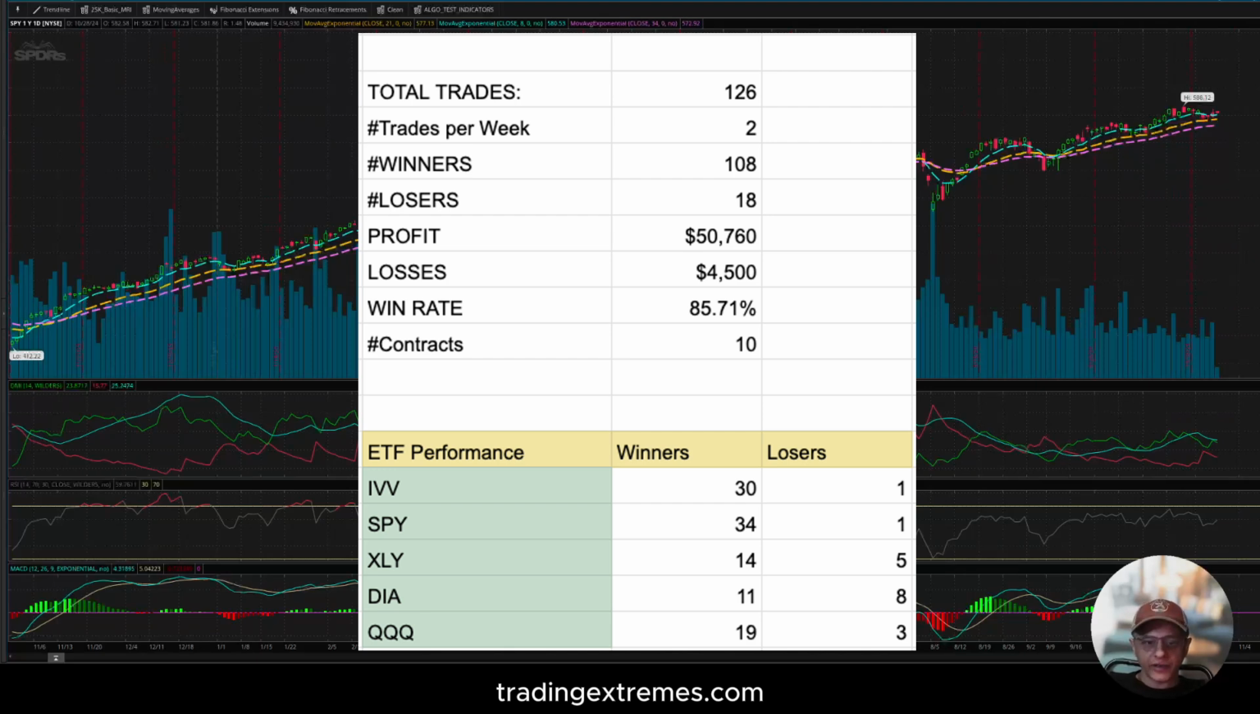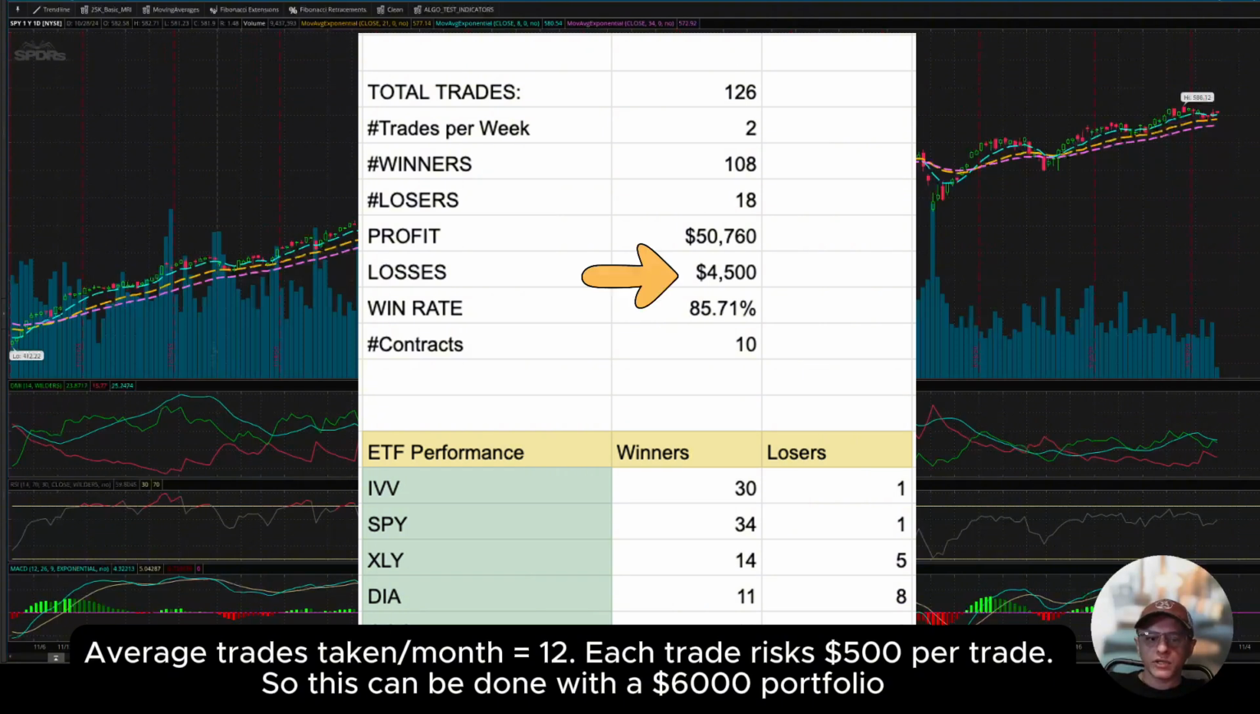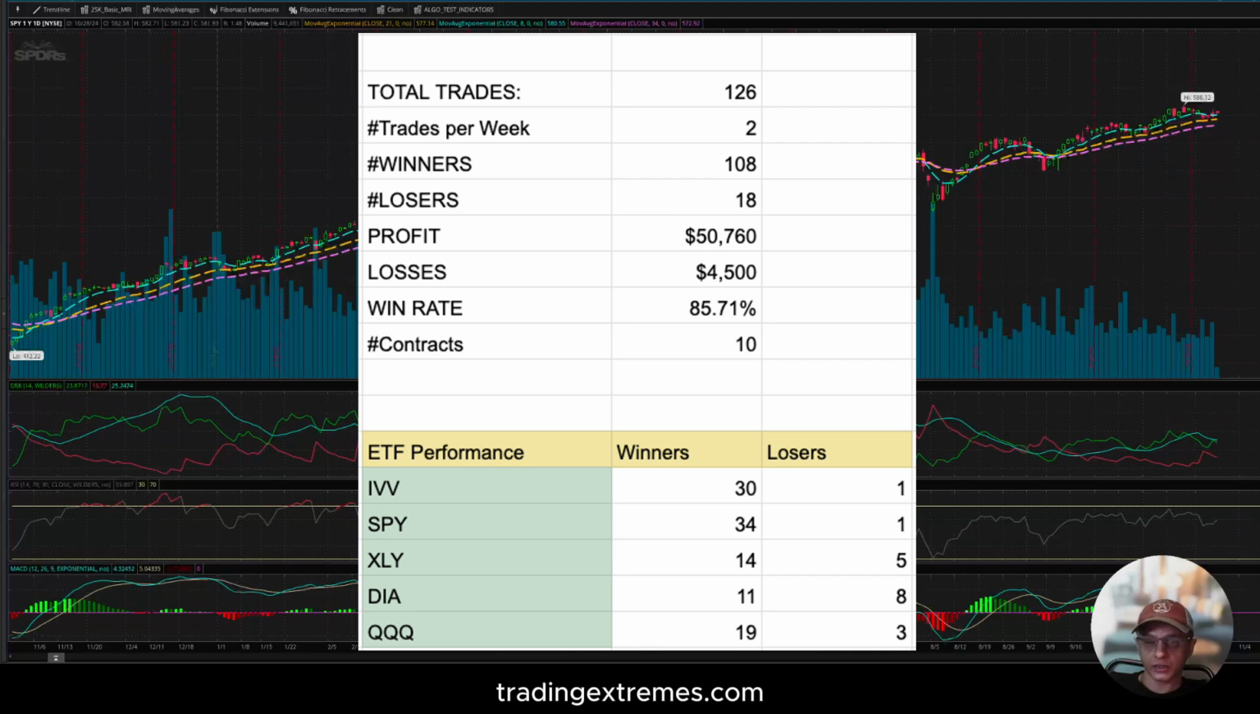Okay, so an 85% win rate so far, that would equate to $4,500 in losses and $50,700 in gains so far. And this test stops in September, so it's from January 1st to September 15th, I would say. And as you can see, on the ETF performance, every ETF has more winners than losers, and it's actually significant. That's why we have the high win rate, because look at IVV, 30 winners, 1 loser. SPY, 34 winners, 1 loser.